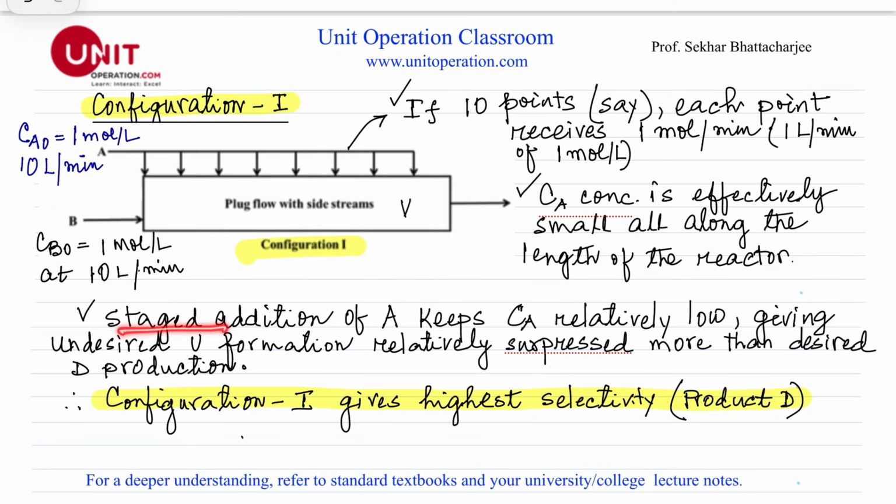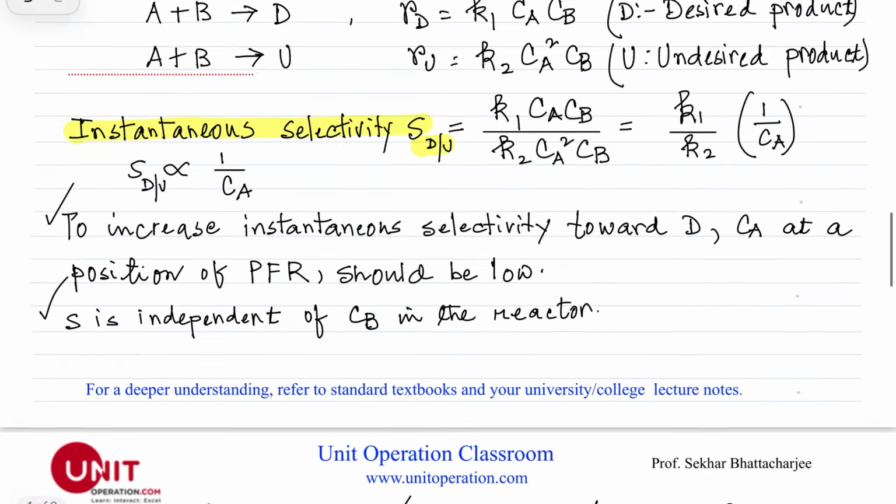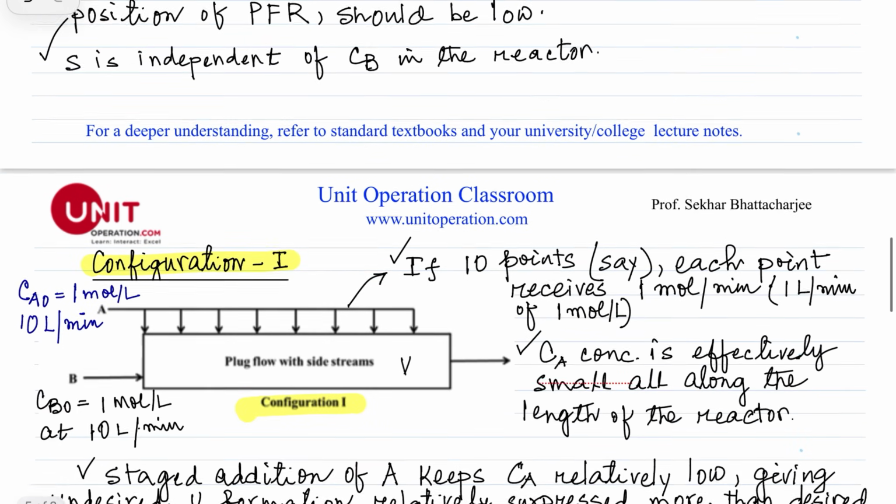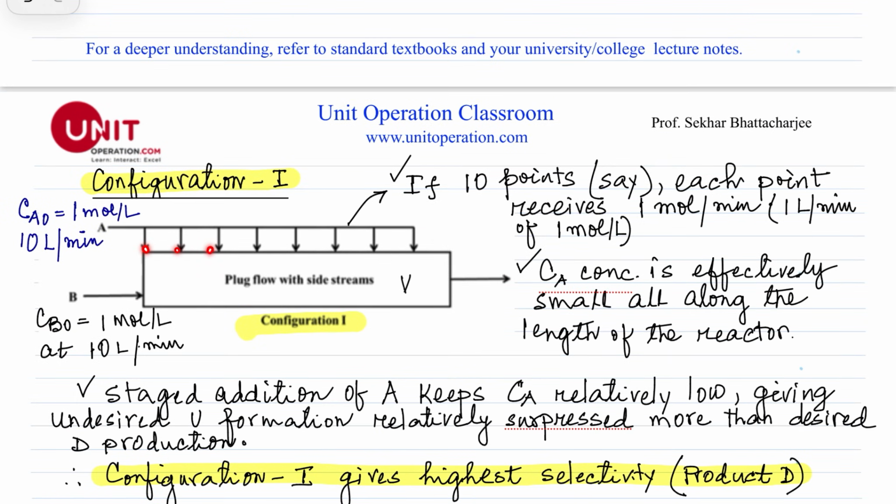So staged addition of A keeps CA relatively low, giving undesired U formation relatively suppressed more than the desired D production. Okay, so configuration 1 gives the highest selectivity, because we have seen that if we can keep the concentration of A as low as possible, then the instantaneous selectivity will be very high. So here, just by distributing the flow of A at 10 different points, or 11, or whatever n number of points, we are effectively keeping the concentration of A low, and therefore this will give the highest selectivity.